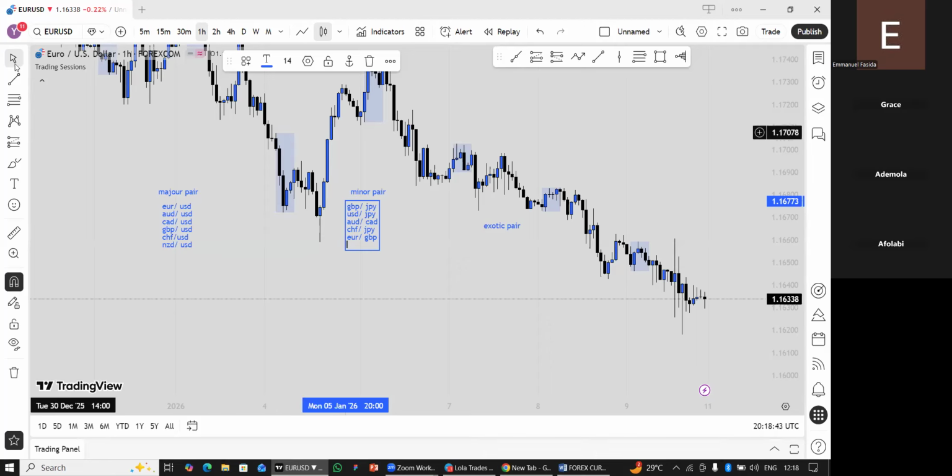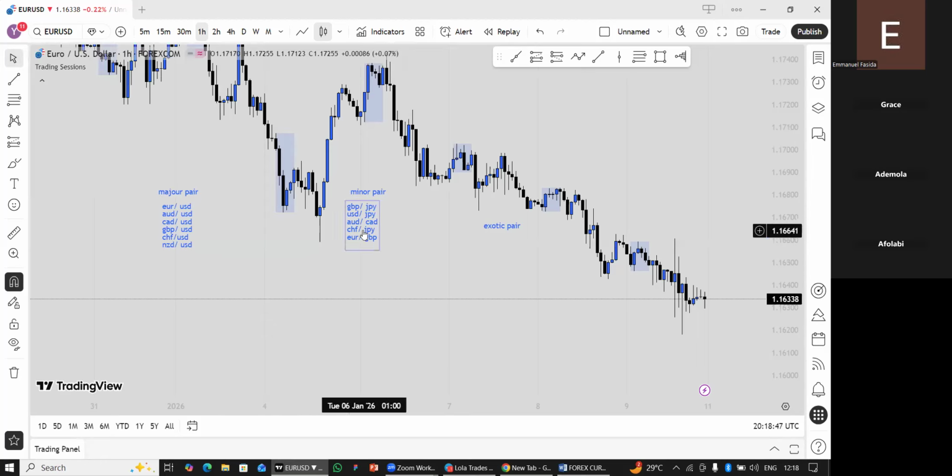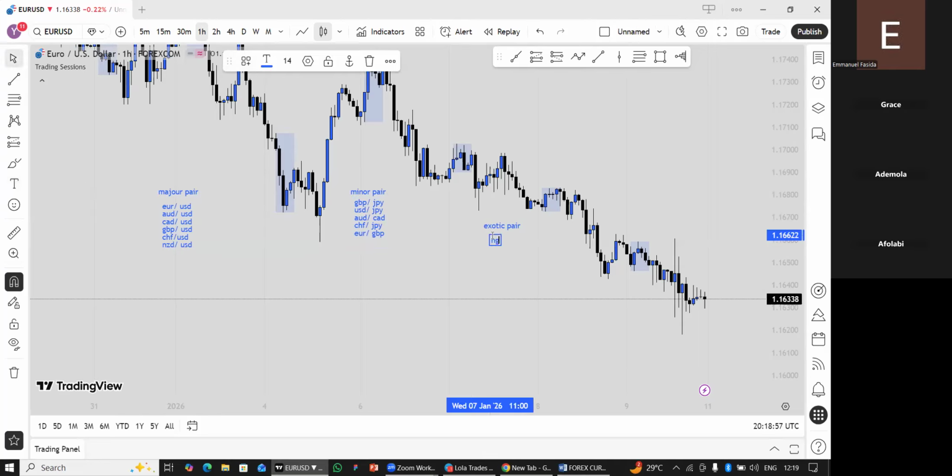Then the exotic pairs, basically, they are the pairs that are very, very useless in the market. We don't even usually hear about them. For example, your country's currency, a very useless pair. NGN USD. Pairs like that don't actually move much, they are just always stagnant. They are known as the exotic pairs.